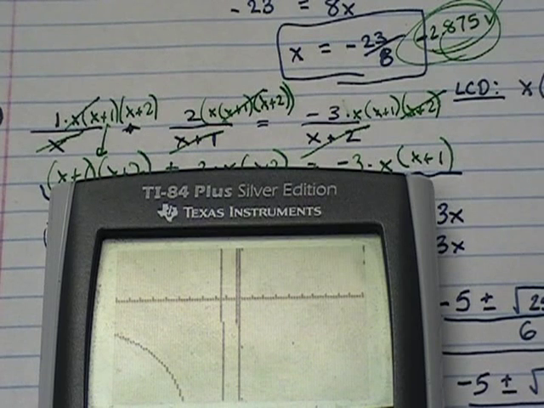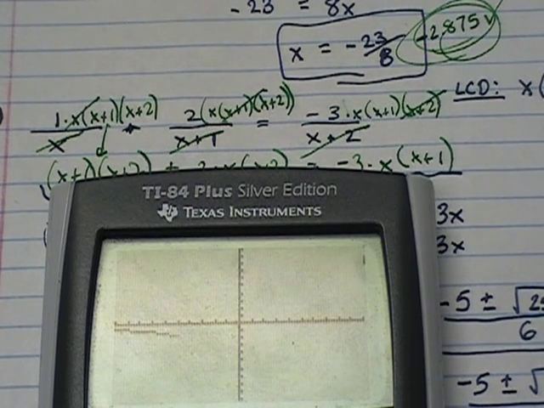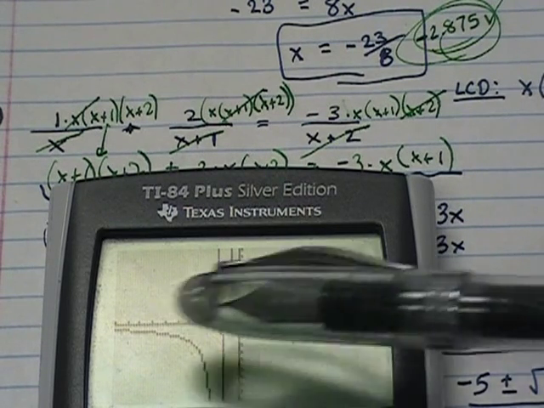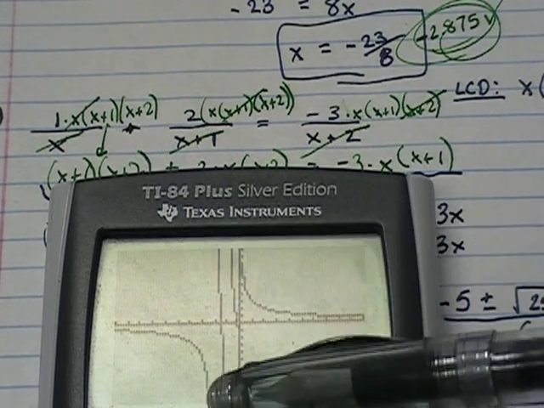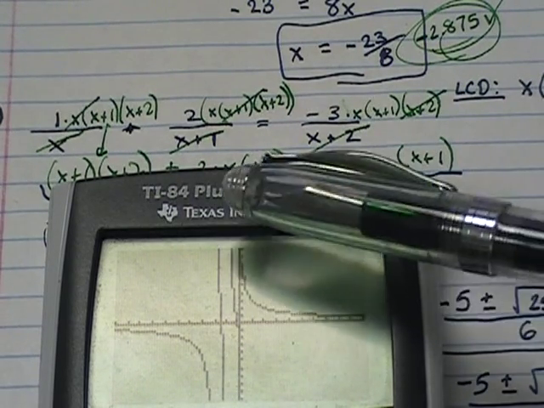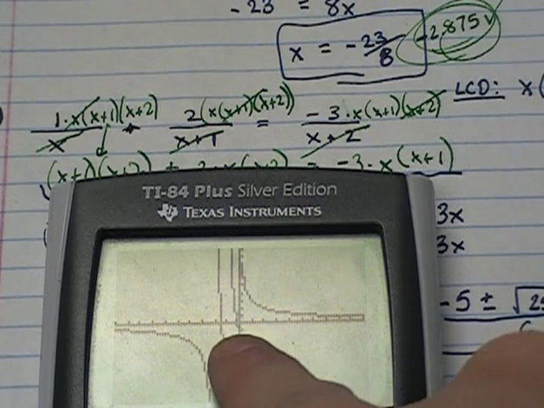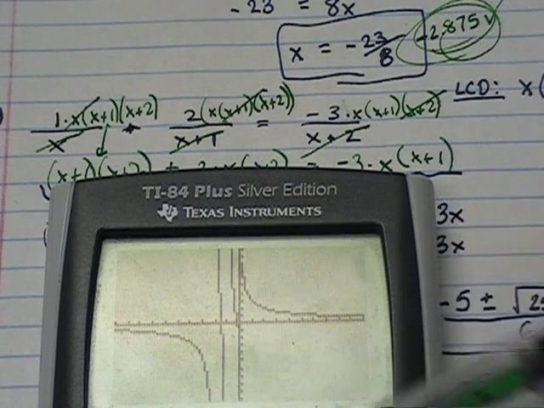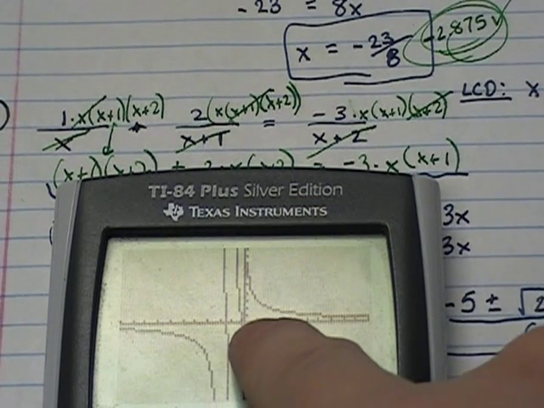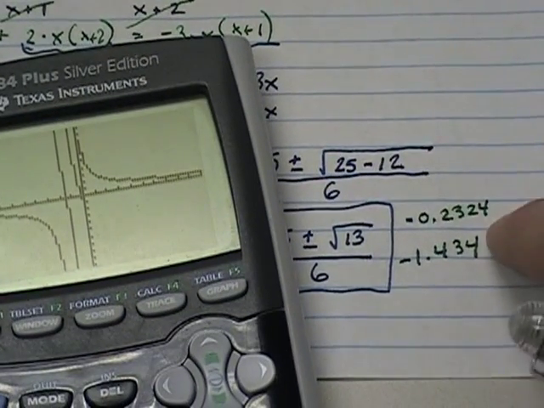I'm going to hit graph. And of course, who knows what I've got here. I'm going to zoom back out, go to a standard window, and show you what I've got. So what do we see? This thing goes this way. A line cuts through the x-axis. Another line cuts through the x-axis. And then this thing goes off this way. It looks to me like these two lines hit at about negative 1.5 and at almost 0, and those look a whole lot like the numbers I had here.